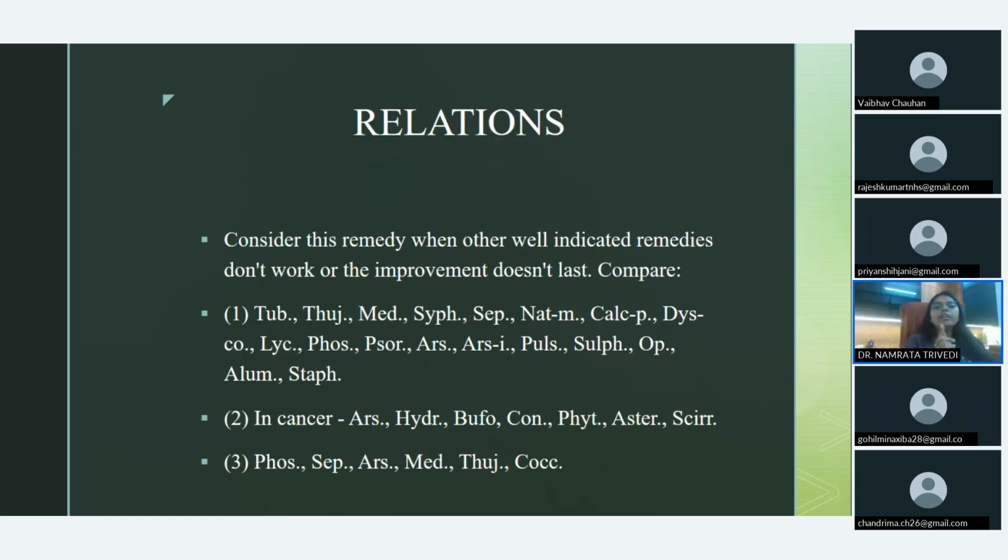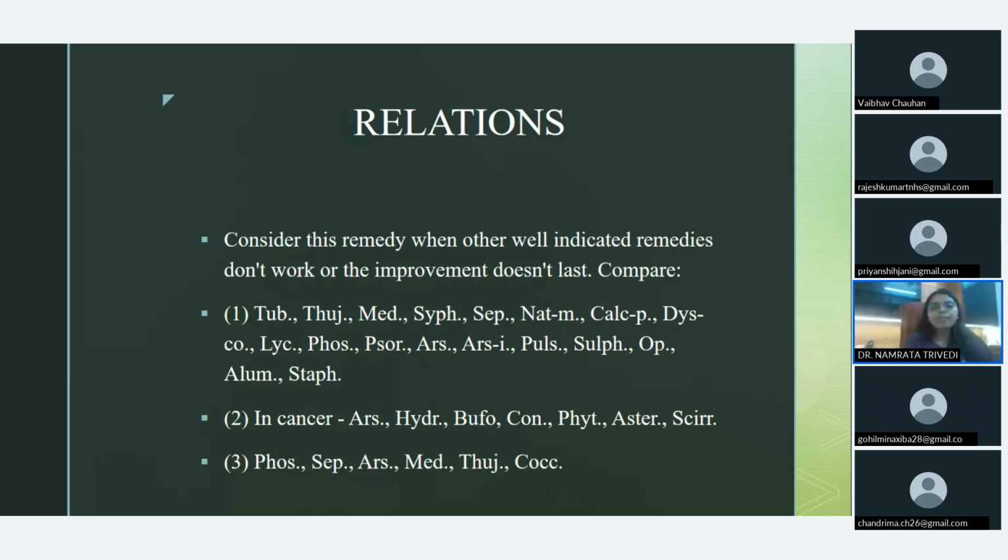Okay. Now the relations. We also discussed earlier that carcinosin medicine can be given as an intercurrent remedy, when the constitutional remedy stops acting. Consider this remedy when other well-indicated remedies don't work or the improvement doesn't last.